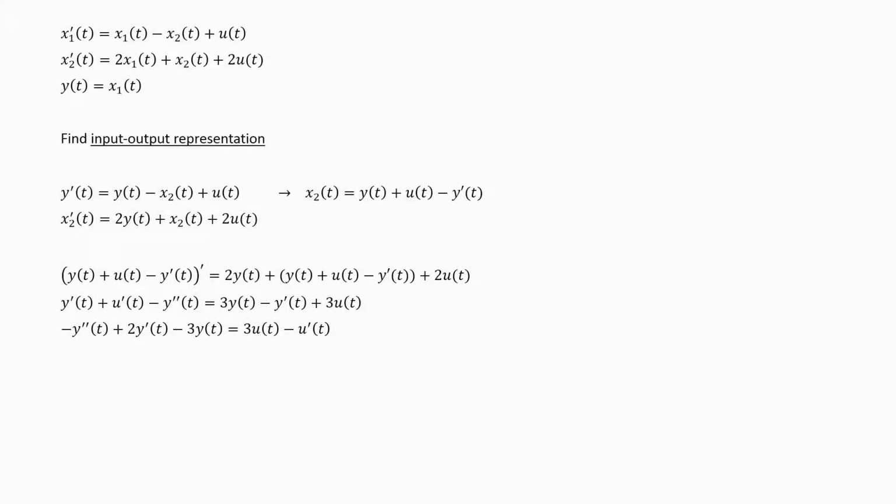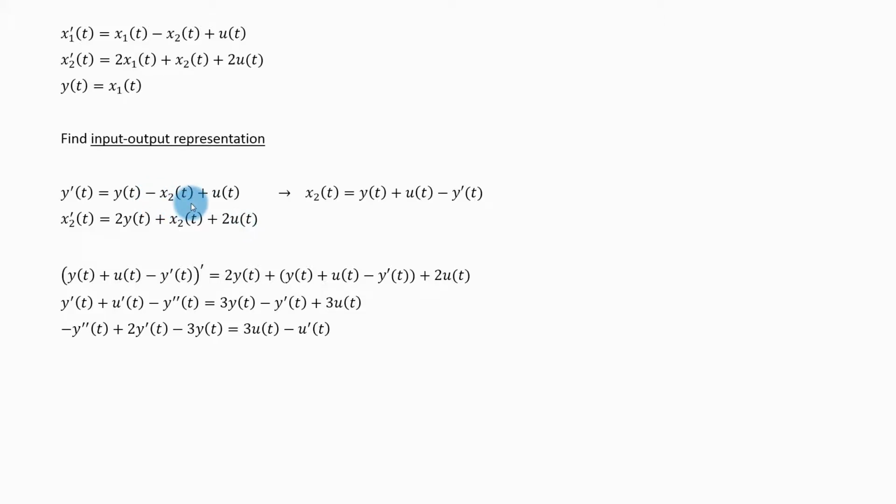Here I have another example with the state space representation. This is now my state space representation, and I want to find the input-output representation. Because this is the simple case where the output is equal to one of the state variables, I can do this very simply in the time domain. I need to take this output equation and substitute it into these two state equations. When I do that, I will get this. In these equations, I have the output, the input, and the second state variable.